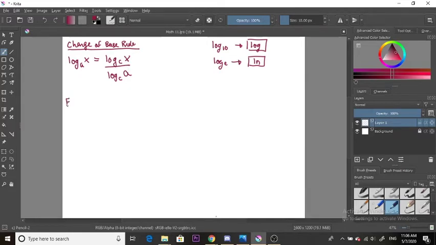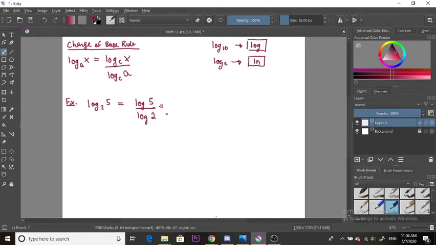So let's take a look at an example. Let's say I have log base 2 of 5. Well, I can change that to, let's go with a base of 10. So I'm going to say log of 5 divided by log of 2. And then from here, I can calculate the numerical value of those.